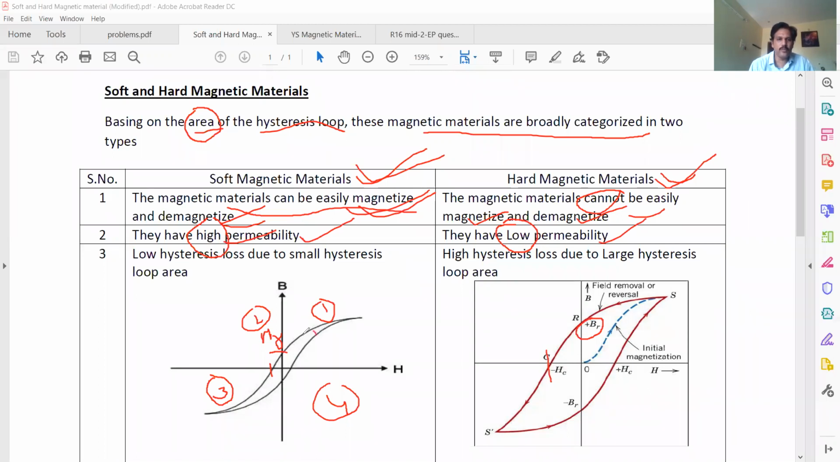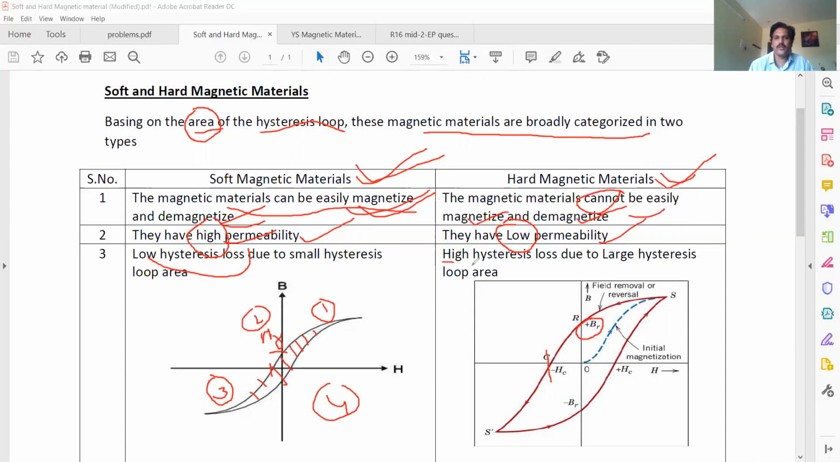See the loop area. The loop area is very small. The smaller the loop area, the smaller the loss. Why? Due to magnetization and demagnetization, the energy spent is also less. That's why the hysteresis loss is also less.